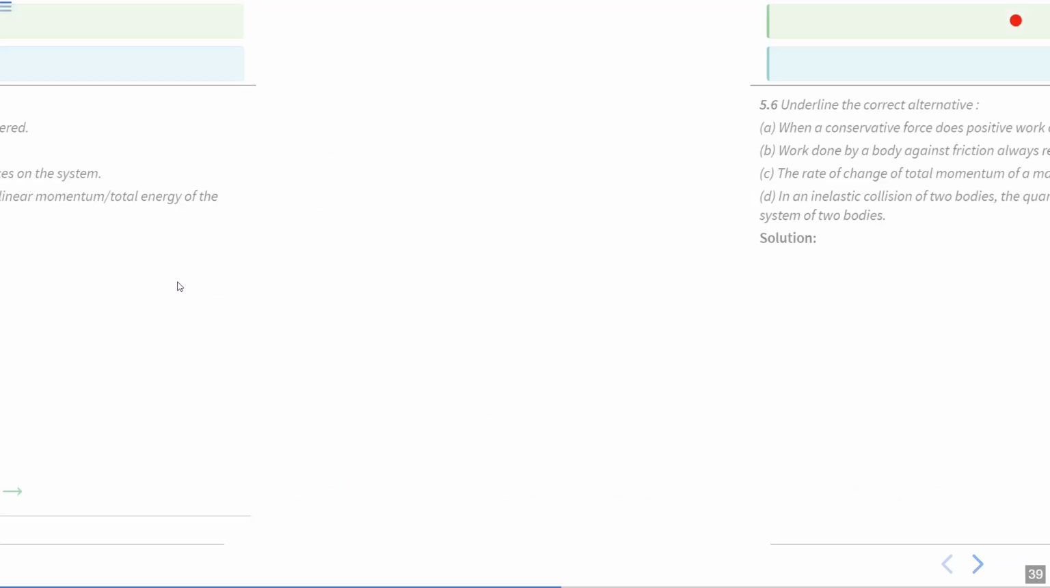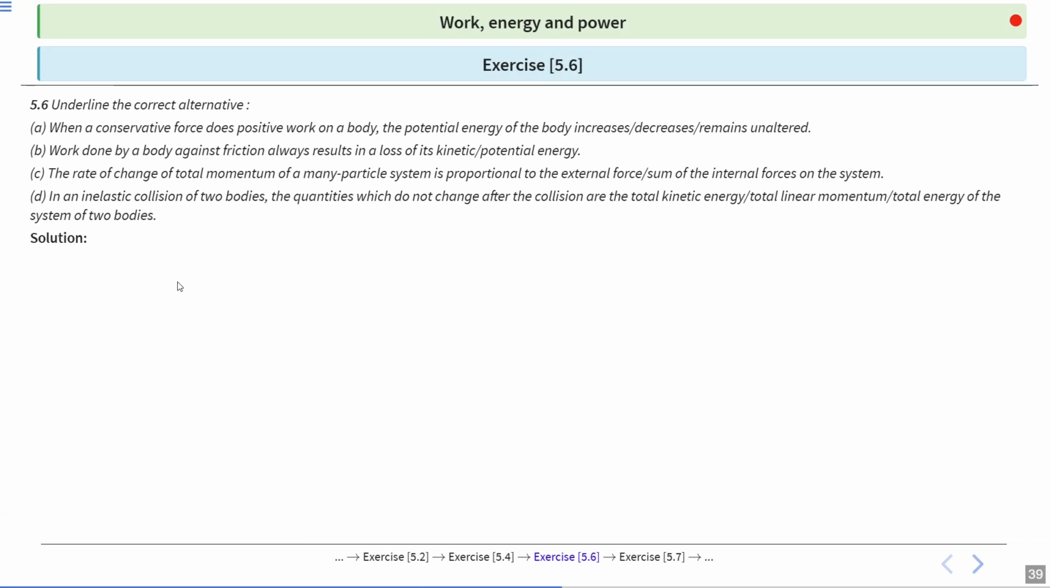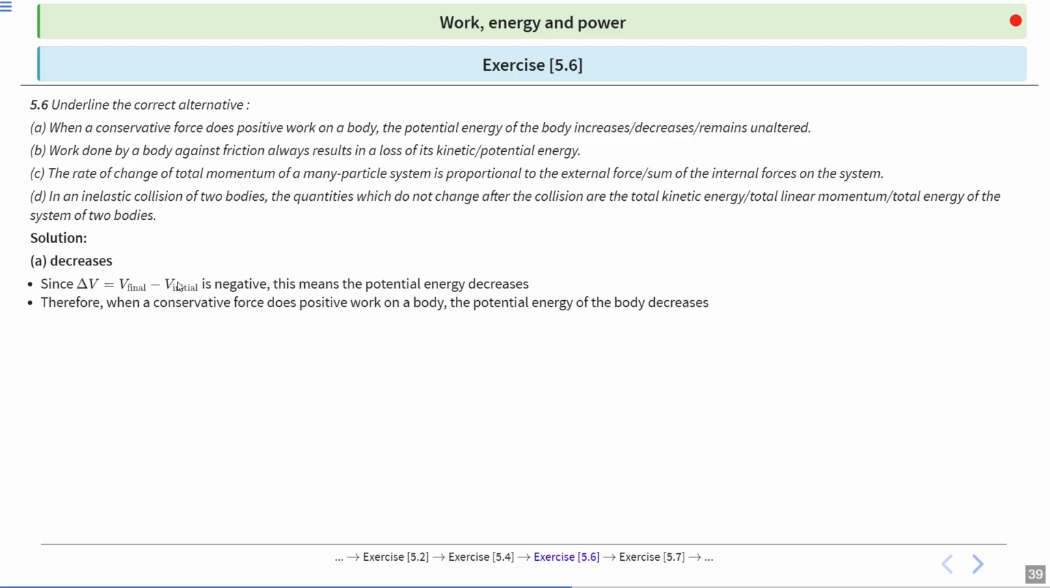Now A decreases, since delta V is the change in potential energy, that is final potential minus initial potential. So the change in potential is negative. This means the potential energy decreases. Therefore, when a conservative force does positive work on a body, the potential energy of the body decreases. Clear?